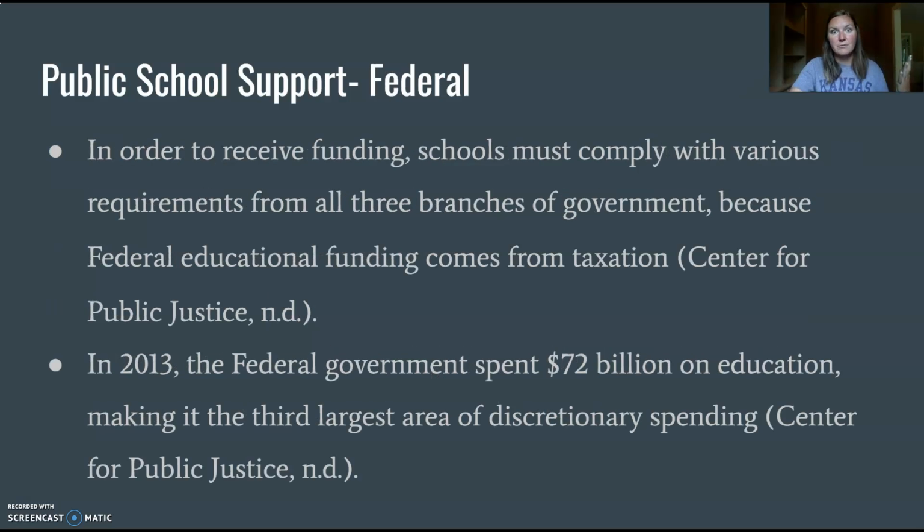And then when we get to the big one of federal, in order for schools to receive funding, they must comply with various requirements from all 3 branches of government because federal educational funding does come from taxation. In 2013, the federal government actually spent $72 billion on education, which made it the 3rd largest area of discretionary spending.